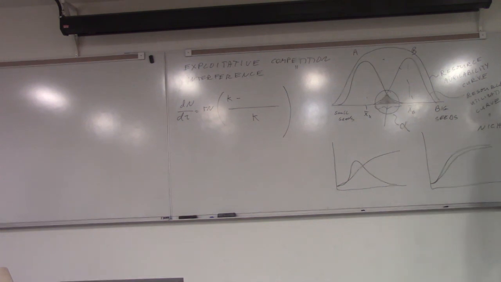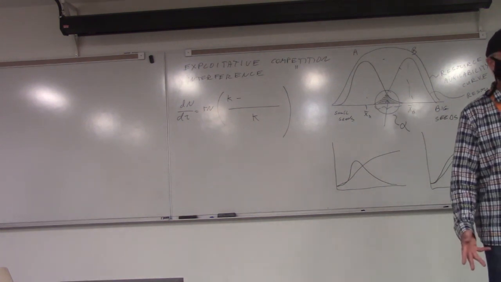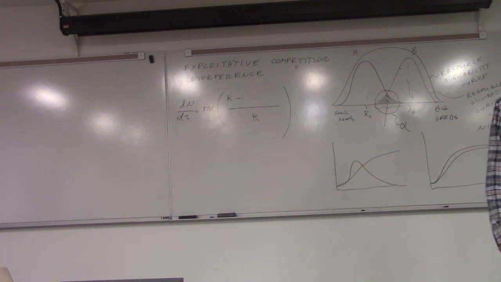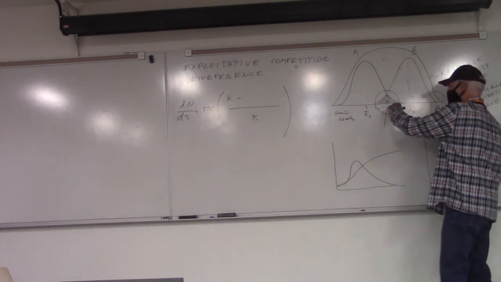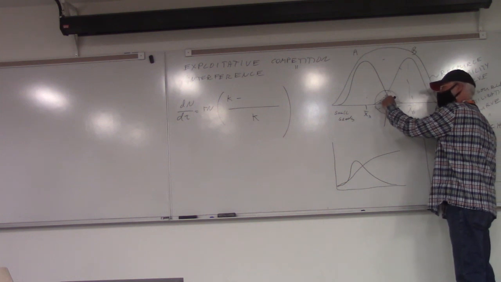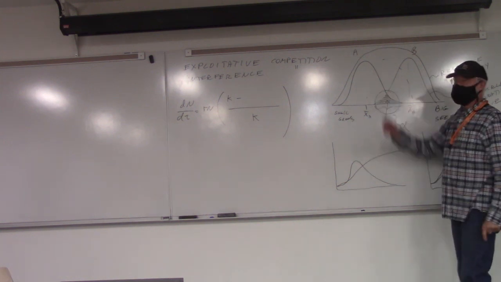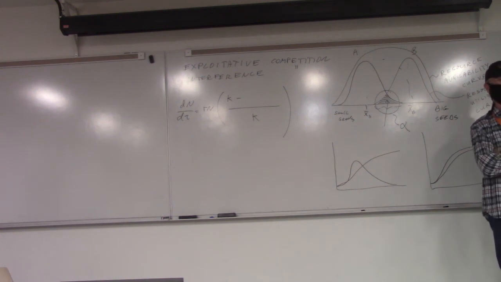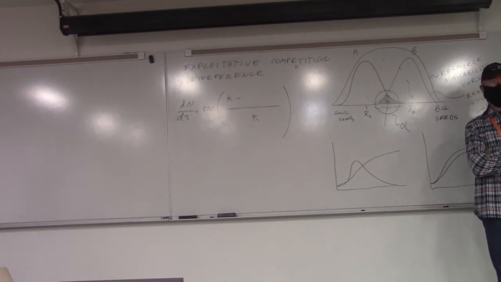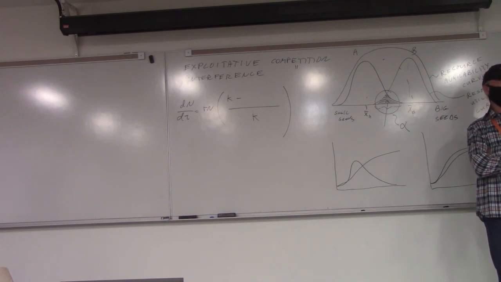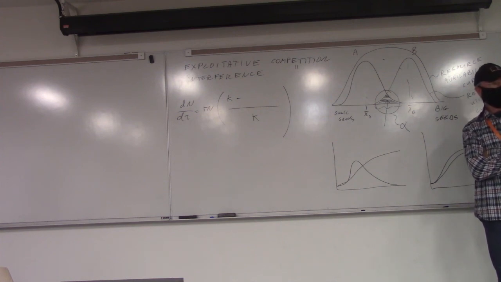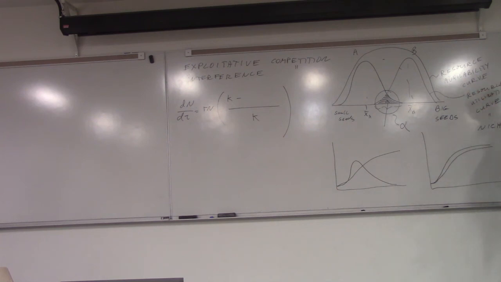Exploitative competition is you're better at converting that resource than the other one. You're more efficient. So what effect does alpha have on species A? Species A has a certain carrying capacity. What effect does alpha have on species A?